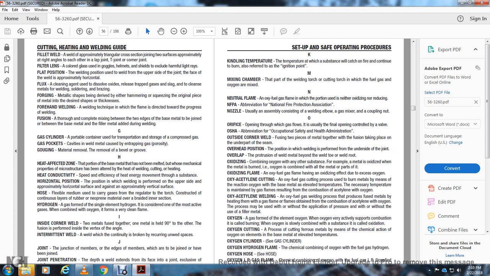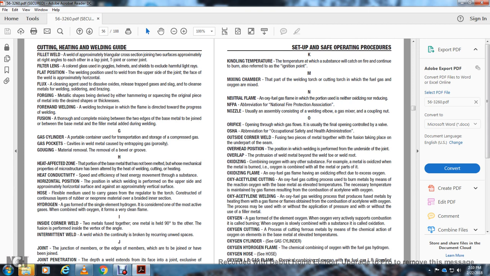Orifice: the opening through which the gas flows to the final opening, the control valve. OSHA: Occupational Safety and Health Administration. Outside corner weld: fusing two pieces of metal together, with the fusing taking place on the underside of the seam. Overhead position: the position in which welding is performed from the underside of the joint.